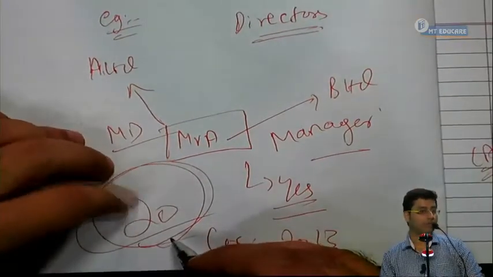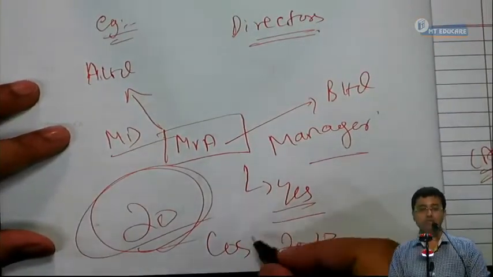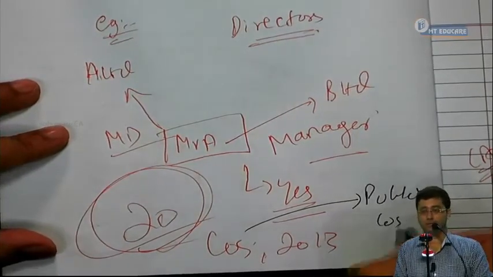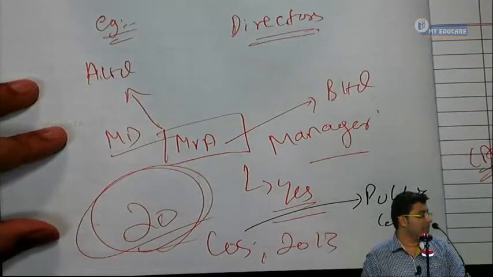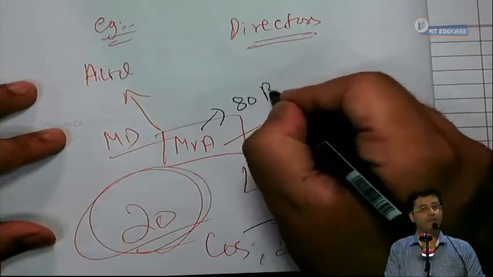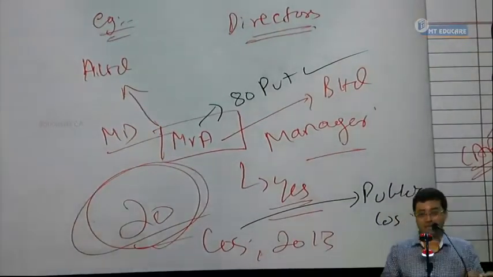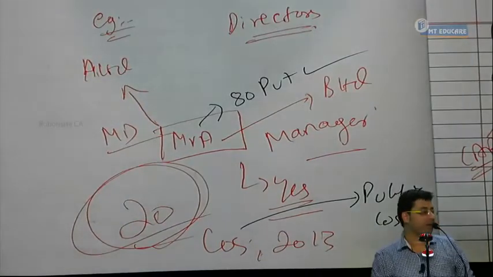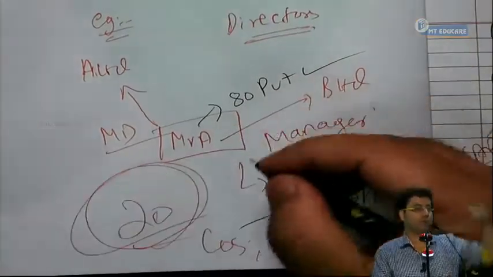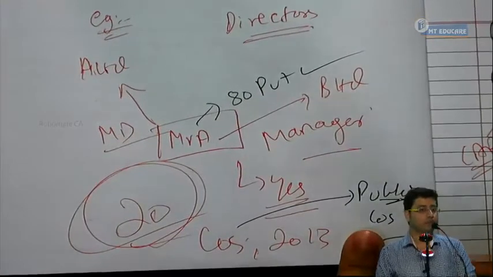In how many companies? Sir, which companies are you counting here? Is it private companies or public companies? I'm only talking about public companies here. That means, sir, suppose Mr. A wants to become director of 80 private companies, can he do so? Yes, provided he has the ability to manage 80 private companies. You will faint, but there is no bar or restriction on private companies. The restriction is only on public companies.